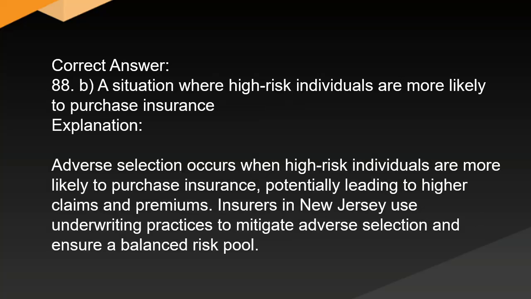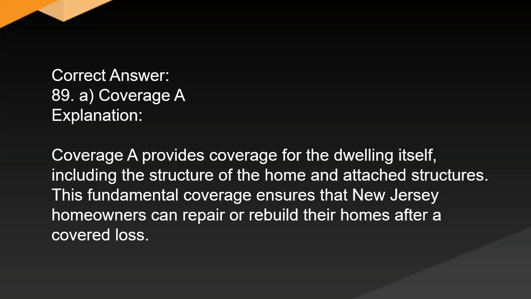Correct answer. B. A situation where high-risk individuals are more likely to purchase insurance. Explanation. Adverse selection occurs when high-risk individuals are more likely to purchase insurance, potentially leading to higher claims and premiums. Insurers in New Jersey use underwriting practices to mitigate adverse selection and ensure a balanced risk pool.